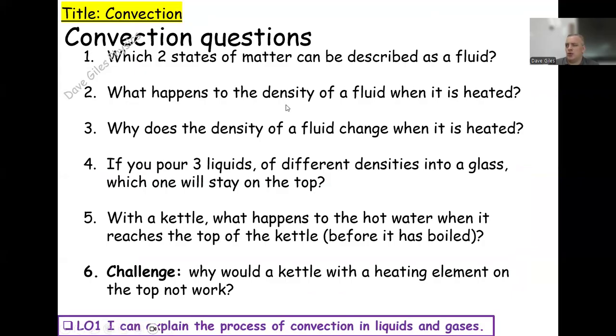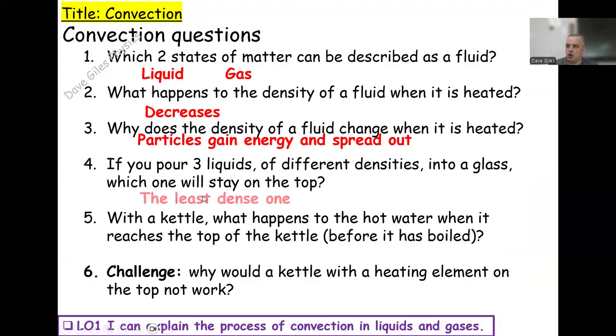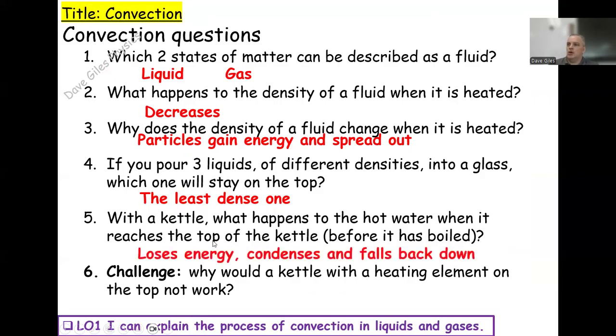So, which two states of matter can be described as a fluid? Liquid and gas. What happens to the density of the fluid when it is heated? Decreases. Why does the density of the fluid change when it is heated? Particles gain energy and spread out. If you pour 3 liquids of different densities into a glass, which one will stay on the top? The least dense. With a kettle, what happens to the hot water when it reaches the top of the kettle before it's boiled? Loses energy, condenses, and falls back down.